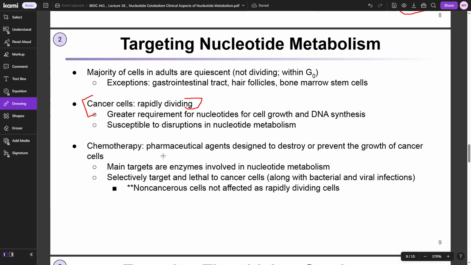So chemotherapy pharmaceutical agents are designed to prevent the growth of these cancer cells by targeting enzymes that are involved in nucleotide metabolism.